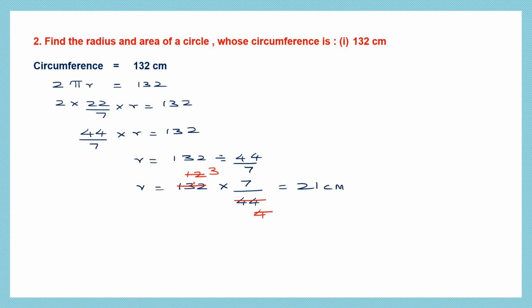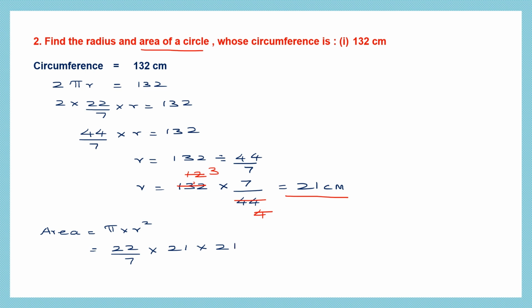Now that we have found the radius, which is 21 centimeters, we can find the area. We've been asked to find the area also. So let's write area. The formula for area is pi r square. Area of a circle is pi into r square. R is the radius. So pi is 22 by 7 into r, that is 21 centimeters. R square means we write it twice.